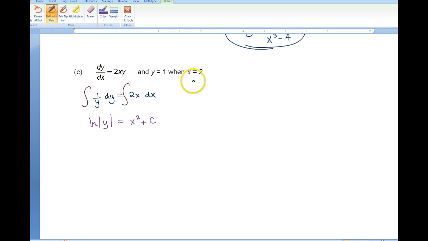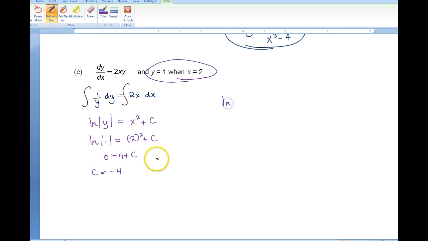Okay, next step, we're going to take y equals 1 when x equals 2 and plug it in. So ln of absolute value of 1 equals 2 squared plus c. What's ln of 1? 0. Good. So what's c equal? -4. Good. So now I'm going to go back to that point.